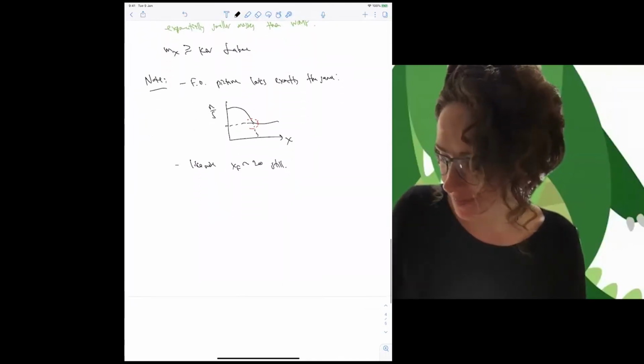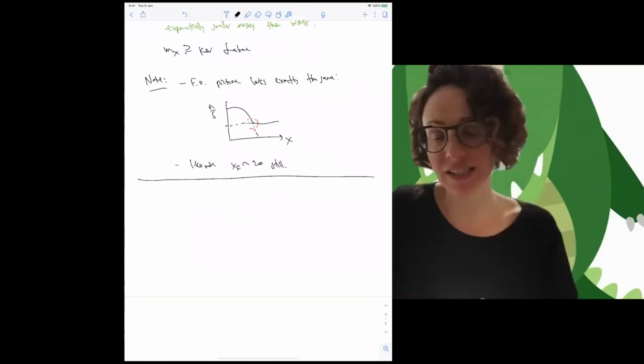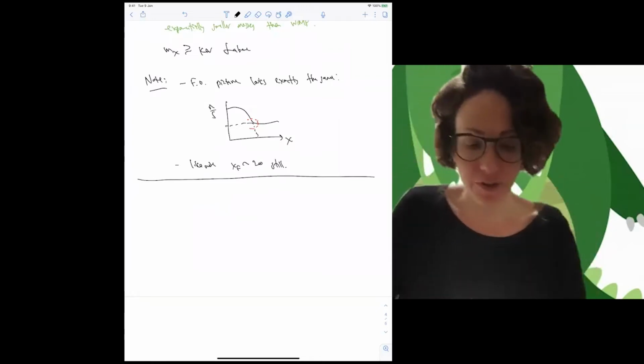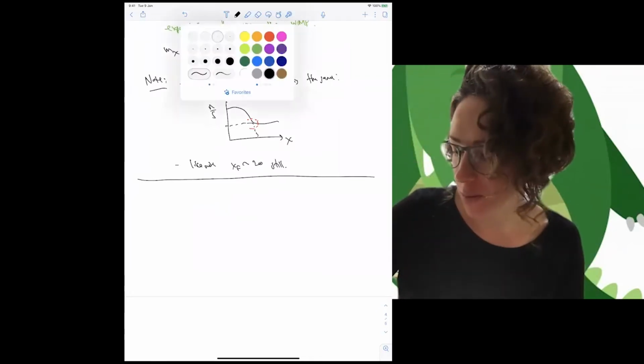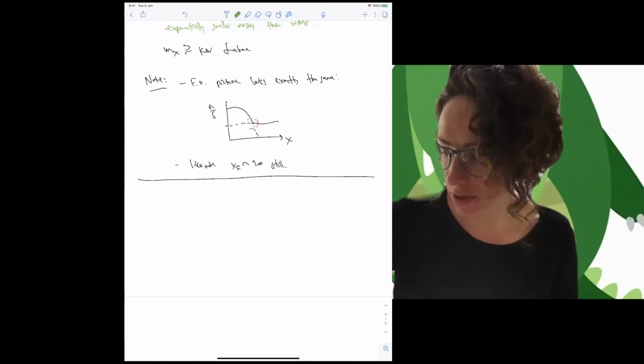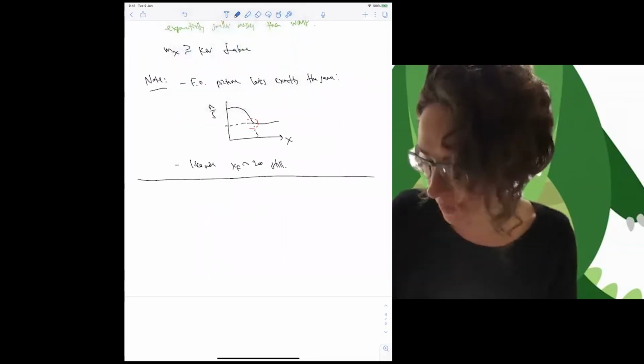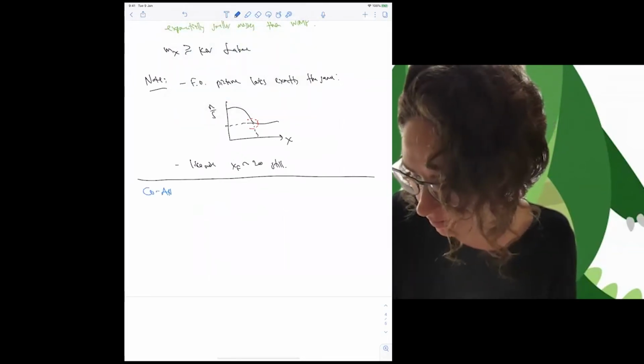So now that we've done the WIMP, we've done forbidden, the next one in the 2 to 2 zoo that I want us to work through is co-annihilations. So here we have co-annihilations.